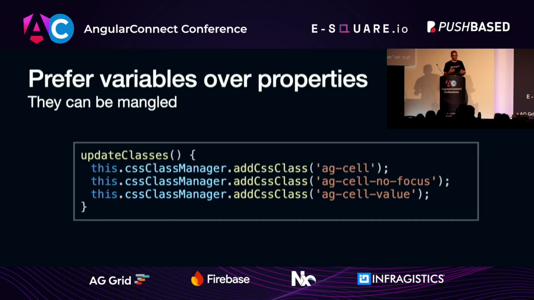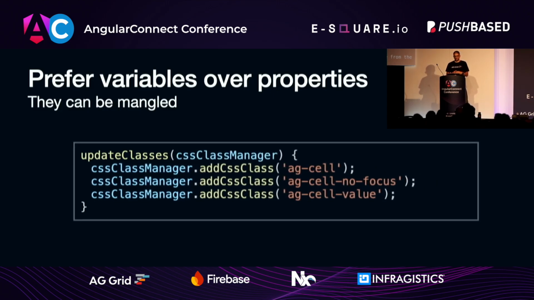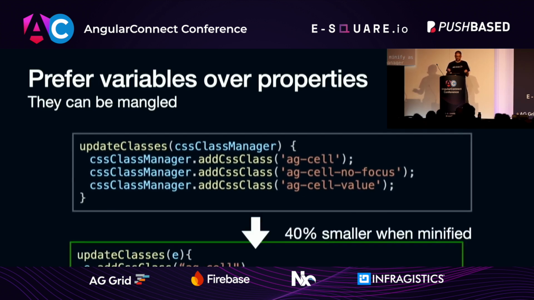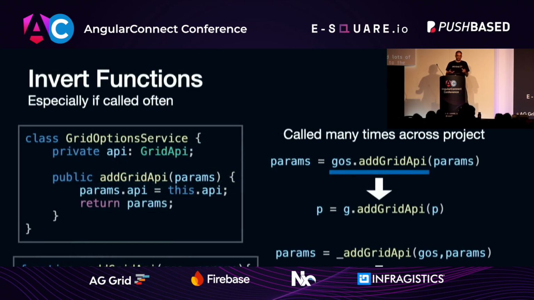If you're writing code in this way, where you're accessing a variable from the class repeatedly, this code isn't going to minify as well as, say, if you pass in the CSS class manager, because then that can all be mangled very safely down to this, and you can reduce some of that duplication. But what you might see is that we're actually going to have this string addCssClass repeated lots of times as well. So this leads on to the next one, where maybe we can invert some of these functions.